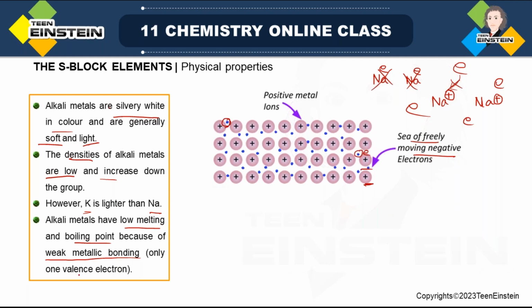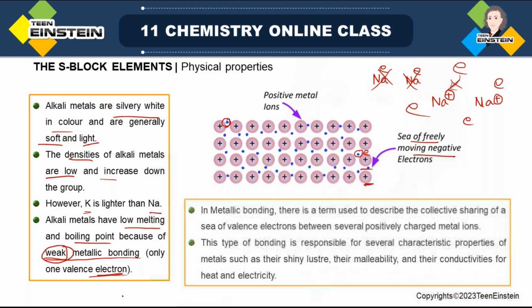Okay. Now this type of metallic bonding is very weak because only one valence electron is present for alkali metals. So the lower the number of electrons involved in bonding, the lower the strength. So weak metallic bonding, and that is why boiling points and melting points are low.